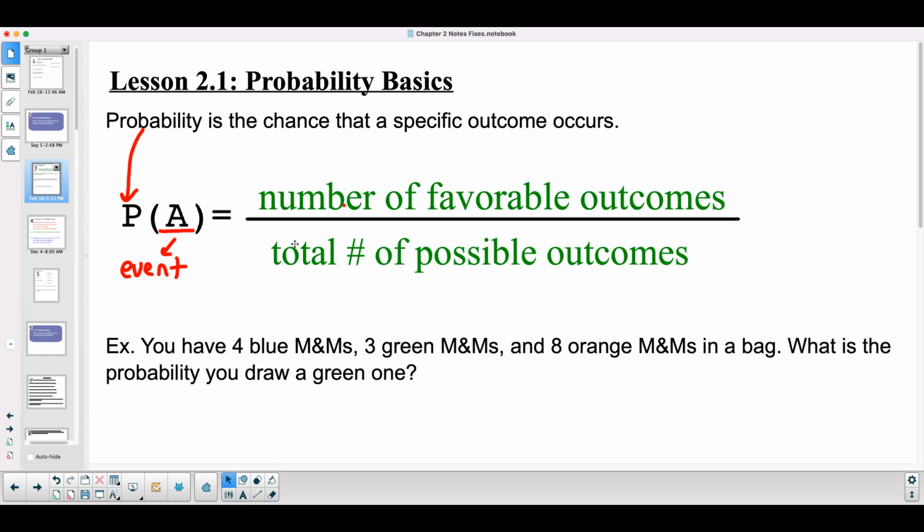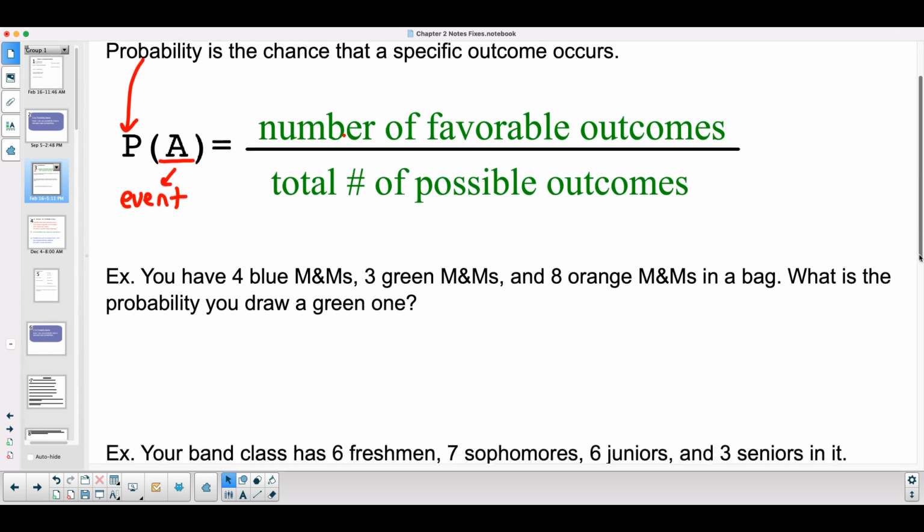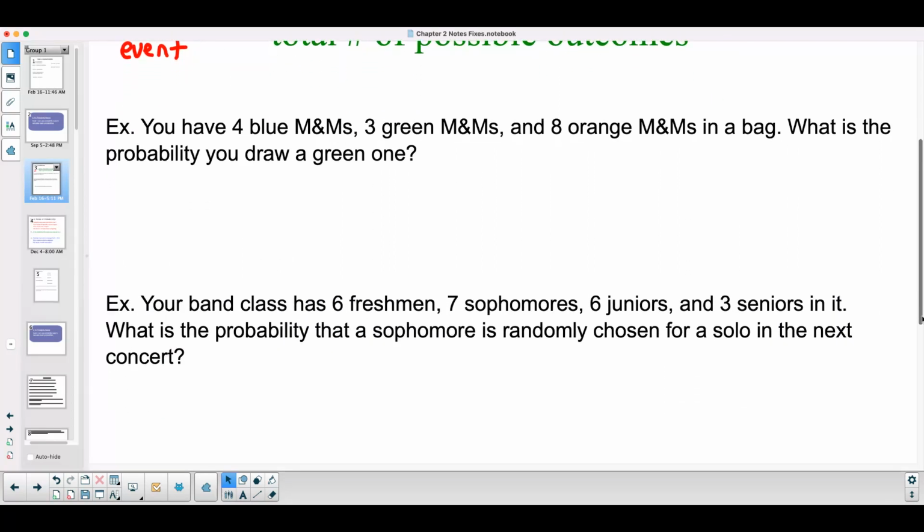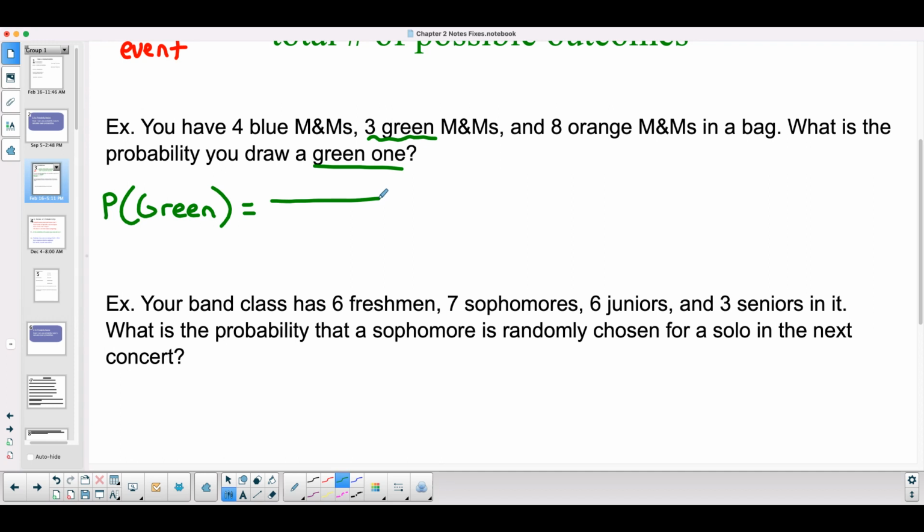So let's jump into examples right away. Today we'll just take that and run with it. First example, you have 4 blue M&Ms, 3 green M&Ms, and 8 orange M&Ms in a bag. If that's the case, what is the probability you draw a green one? It's going to have to do with this number 3. So the probability that we pull out a green M&M is just the number of greens over the total number of M&Ms.